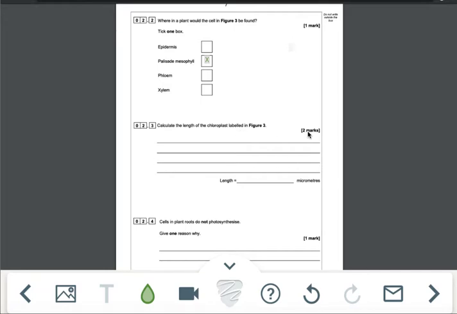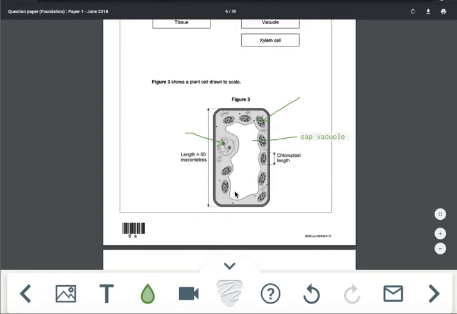Right, calculate the length of the chloroplast labelled on figure 3. So for this question, you're going to need a ruler, and you're going to need just a pencil or a pen. This question will be a lot easier if you've got the paper in front of you, but I'll just talk you through how to do it when you have the paper in front of you, okay? So here we go.